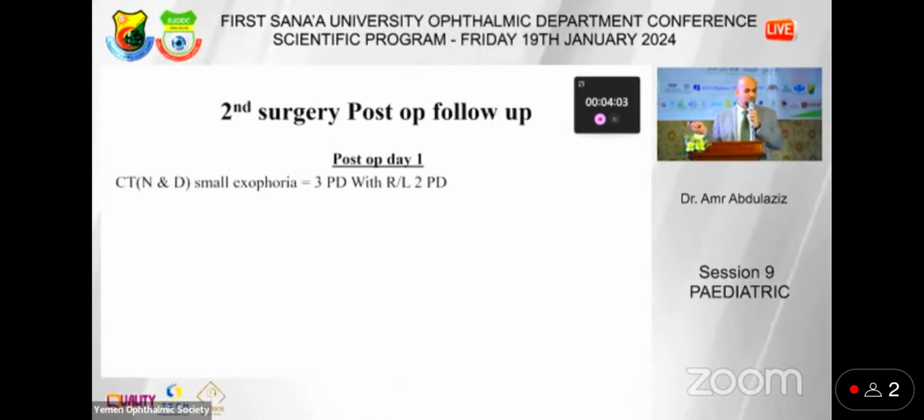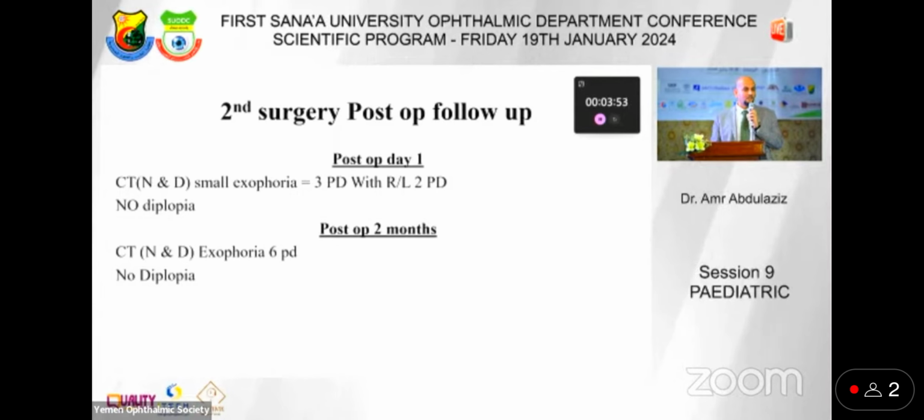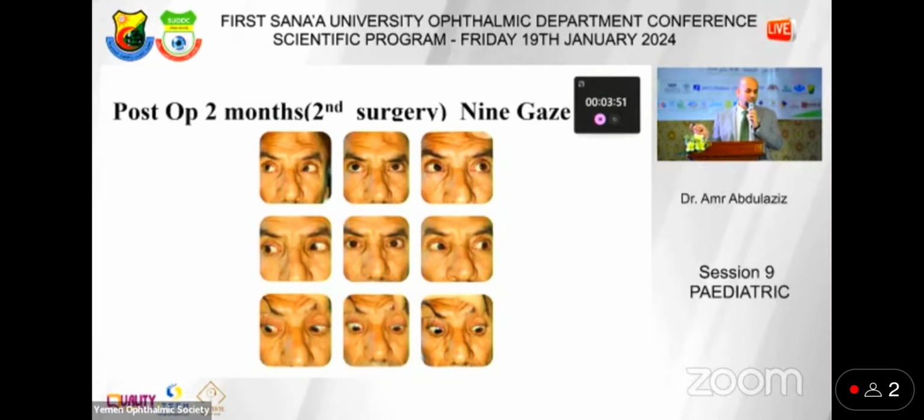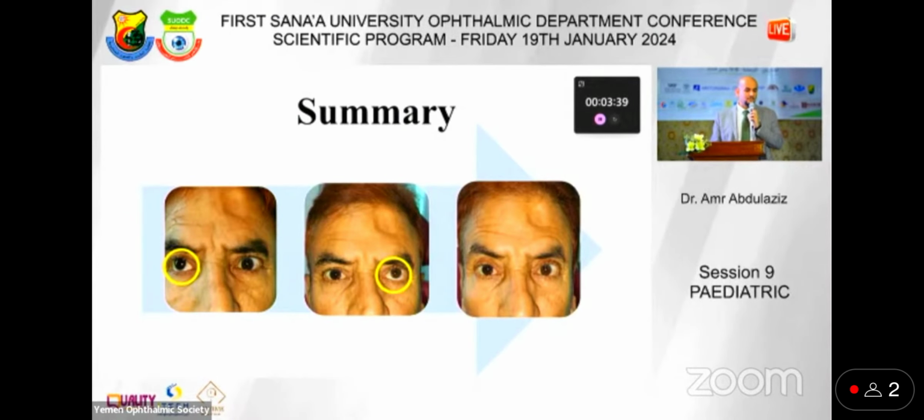Follow-up: post-op day 1, the patient has small exophoria with R by L 2 prism diopters, no diplopia. Post-op 2 months, the patient still has only small exophoria and no diplopia. That is the patient after the second surgery. He is orthotropic with no diplopia. So that is the summary of the case. Firstly, right hypertropia, then left hypertropia, then finally, alhamdulillah, the patient is ortho.